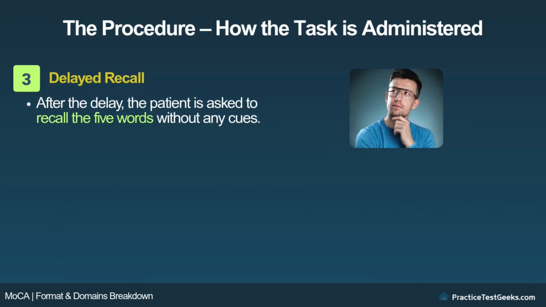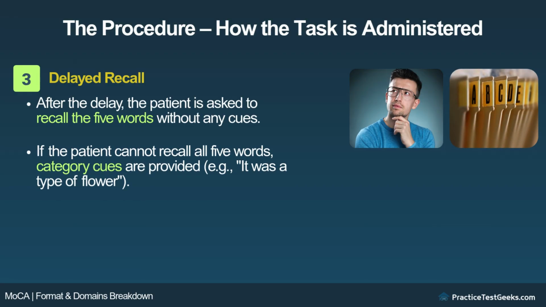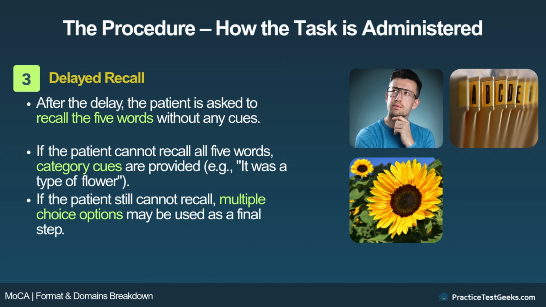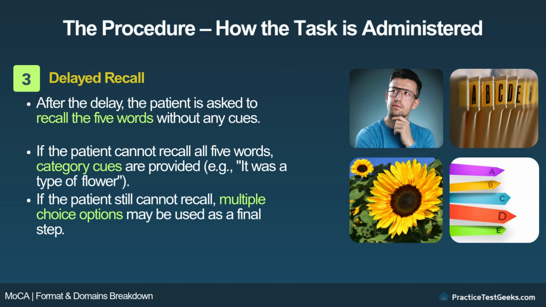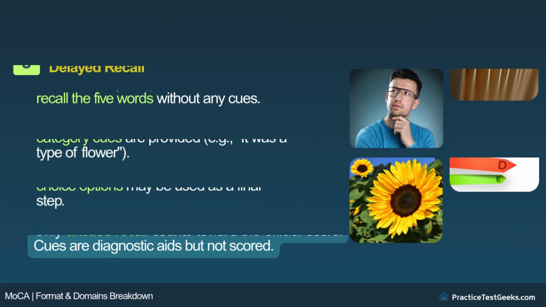Step 3. Delayed recall. After the delay, the patient is asked to recall the 5 words without any cues. If the patient cannot recall all 5 words, category cues are provided. Example, it was a type of flower. If the patient still cannot recall, multiple choice options may be used as a final step. Only uncued recall counts toward the official score. Cues are diagnostic aids, but not scored.